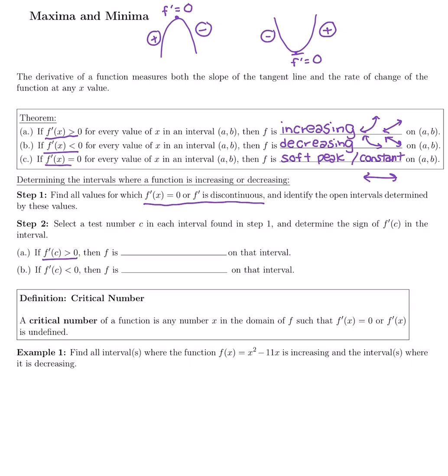So if you plug a test value into the derivative, and the derivative is positive, it's bigger than 0, then the original function is increasing. If you plug into the derivative and you get a negative out, remember that means the original function is decreasing.